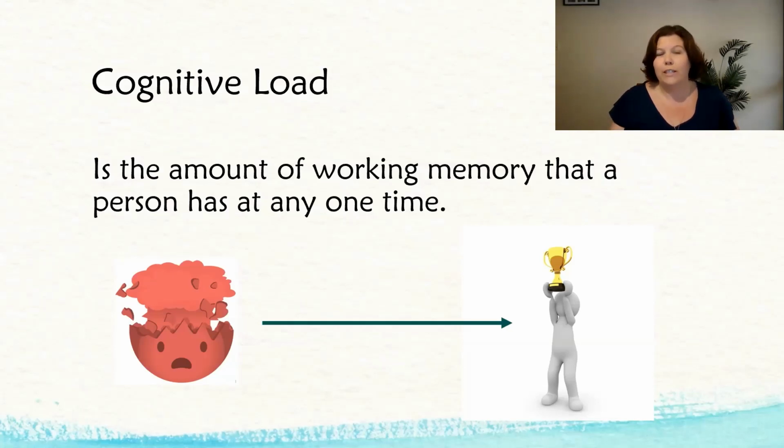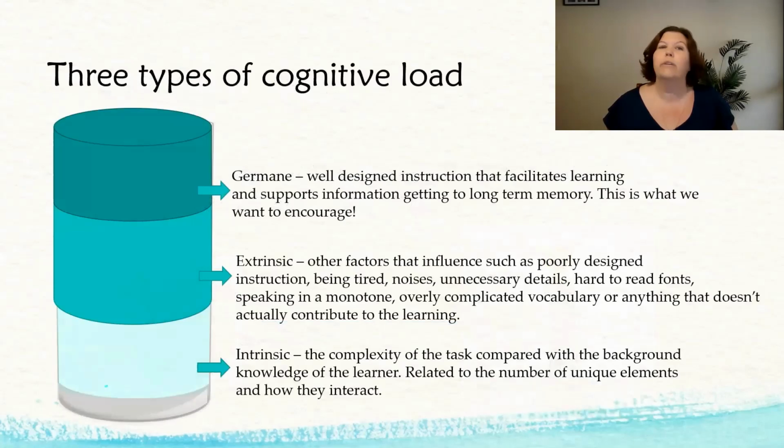So cognitive load, to give the definition, it's there on the screen, is the amount of working memory that a person has at any one time. And I want to unpack that a little bit for you. But first, let's look at the 3 types of cognitive load. I'm not going to read that verbatim, that's boring. I'll let you have a little look there.